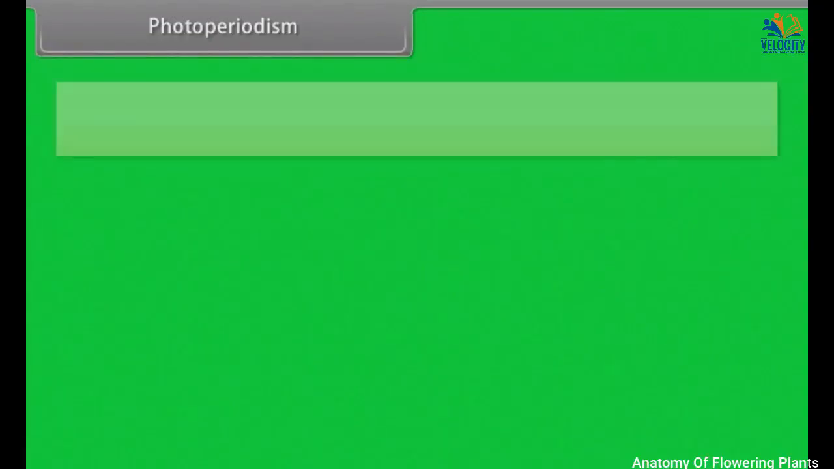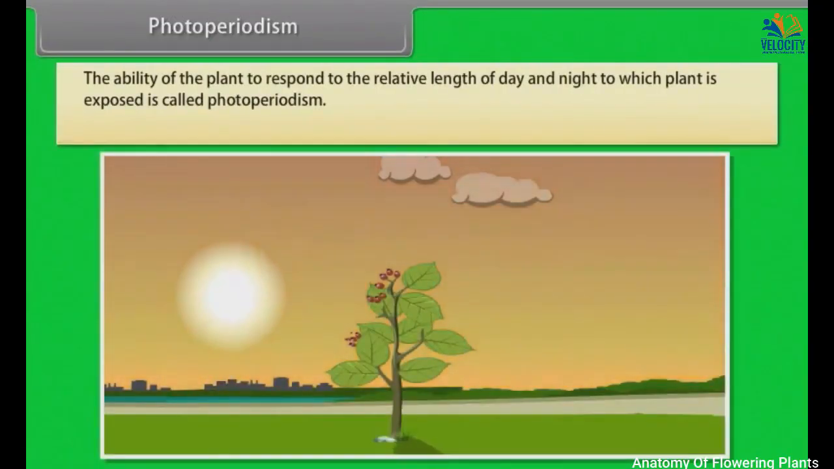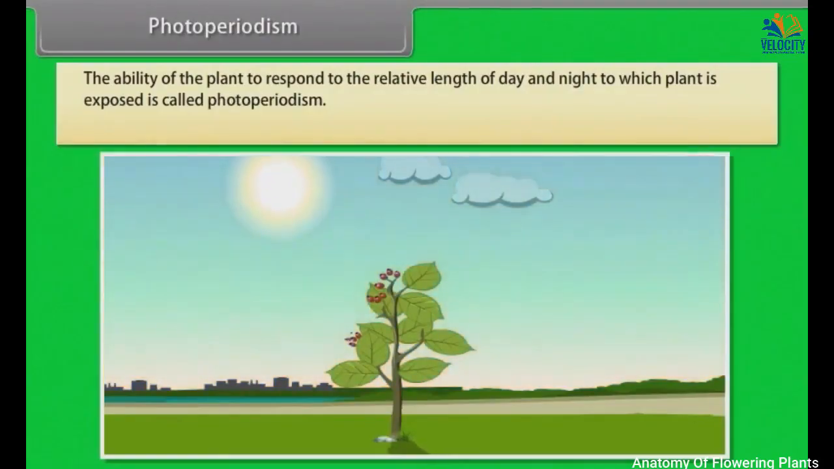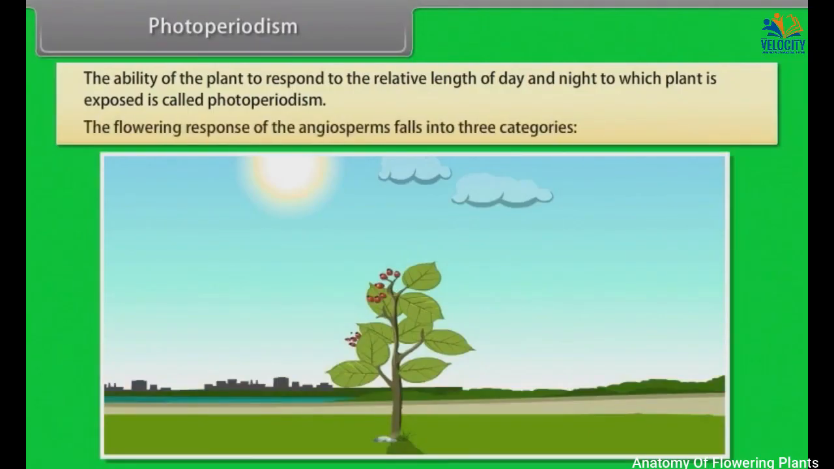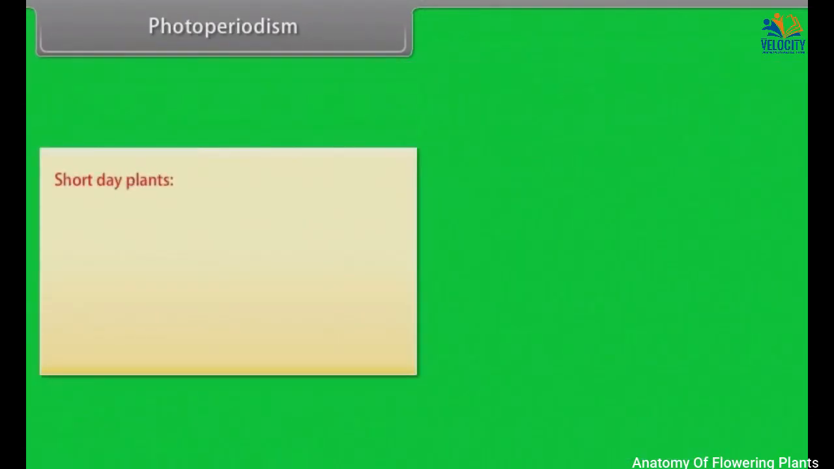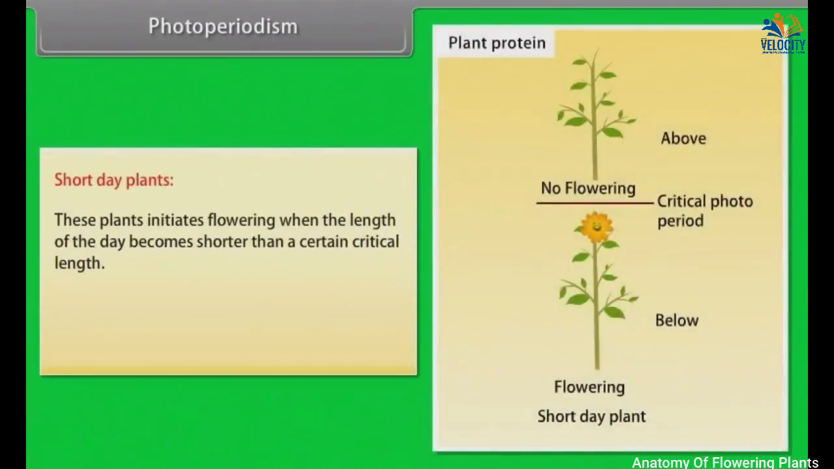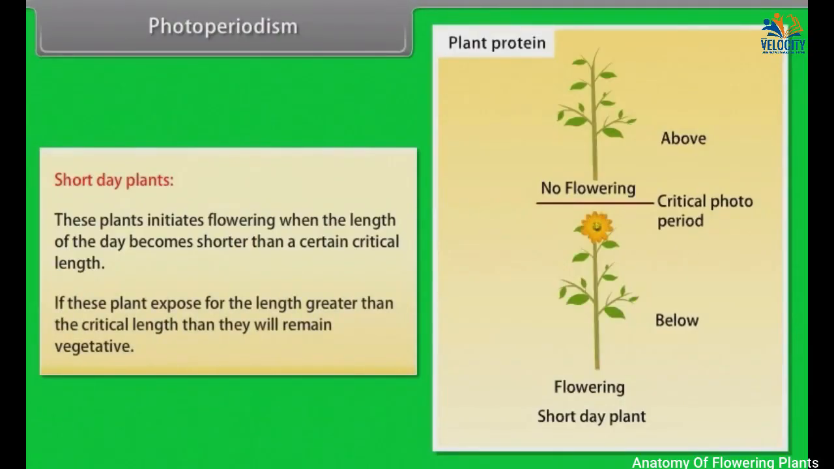Photoperiodism. The ability of plants to respond to the relative length of day and night to which the plant is exposed is called photoperiodism. The flowering response of the angiosperms falls into three categories. Short day plants. These plants initiate flowering when the length of the day becomes shorter than a certain critical length. If these plants are exposed for a length greater than the critical length, then they will remain vegetative.